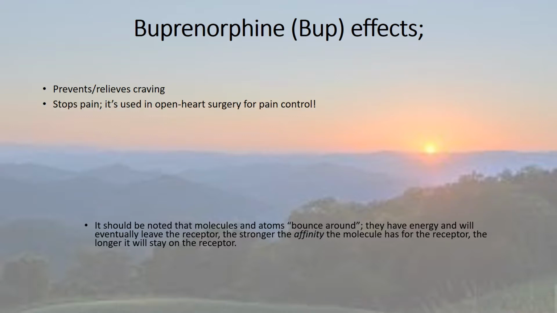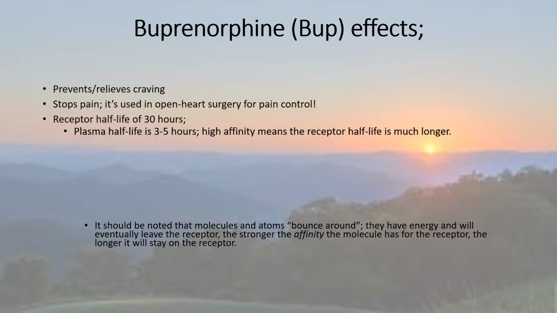Plasma half-life is 3 to 5 hours, but it has a very high affinity for the receptor, which causes a much longer half-life. After the 16 milligram dose, in 30 hours, 8 milligrams is still working. 30 more hours, 4 milligrams is still working. This is what a half-life means.